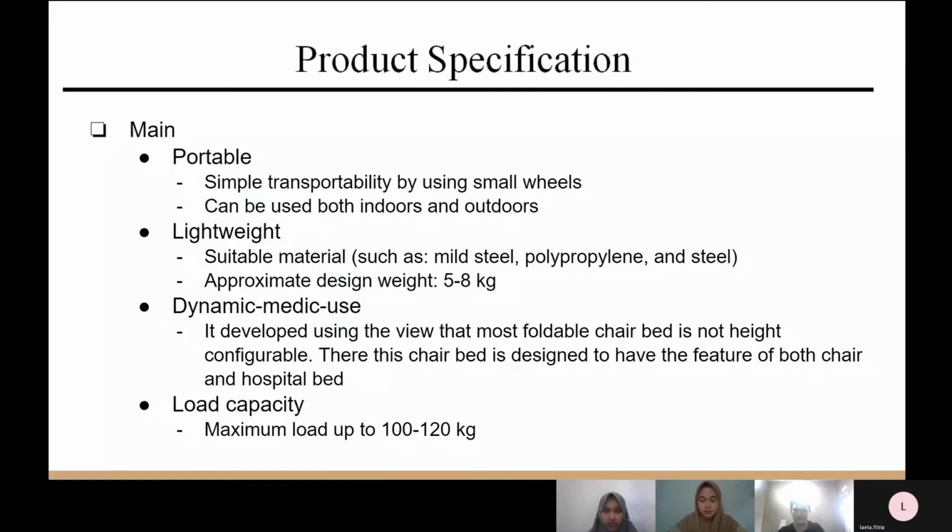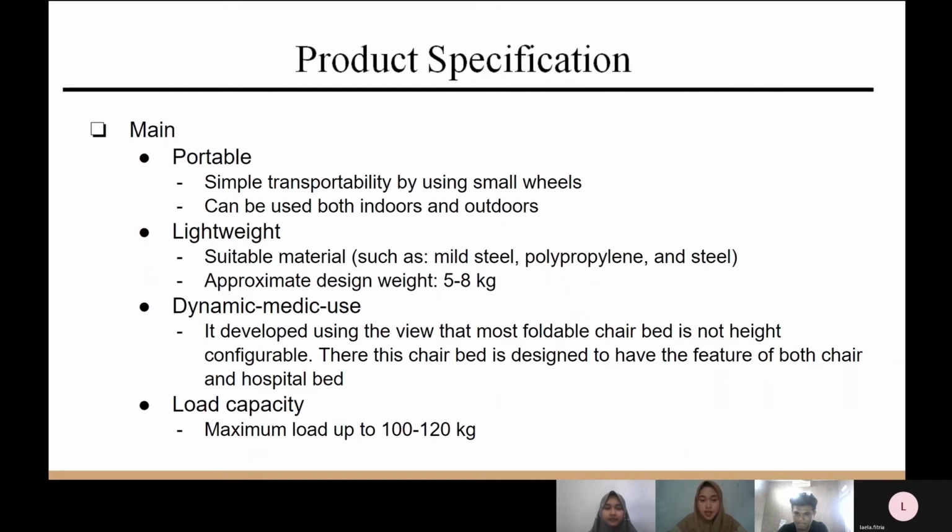In this part, we will discuss product specification. There are three targets of product specification. The first one is main product specification. The first is about portability. Since the chair is designed to be portable, it can be used for outdoor and indoor activity, and it is also easy to be carried or moved by adding small wheels to the chair.